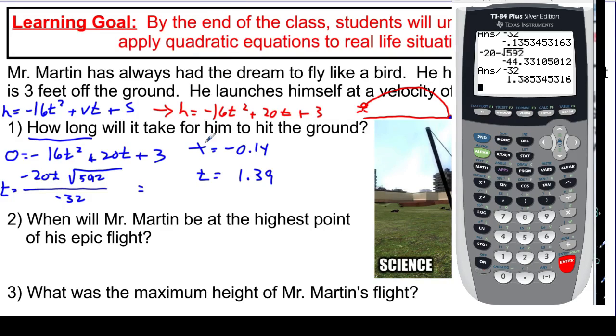If I'm trying to answer their question, one of these doesn't make any sense. I can't have a negative amount of time, so I'm going to throw this one out, because negative any seconds doesn't make any sense. So I'm going to say 1.39 seconds. That's the answer to their question. It took me 1.39 seconds to get launched out of the catapult, go all the way to the top, come all the way back down, and hit the ground again. Okay, we've answered their first question.